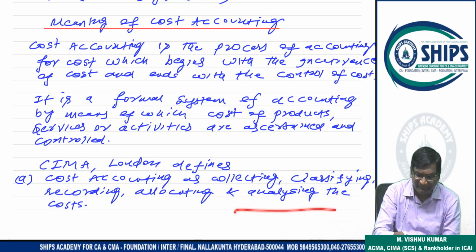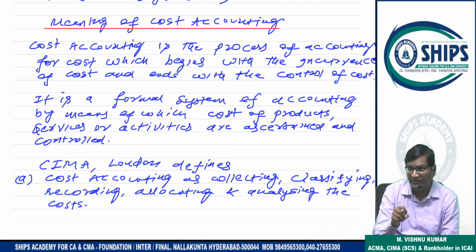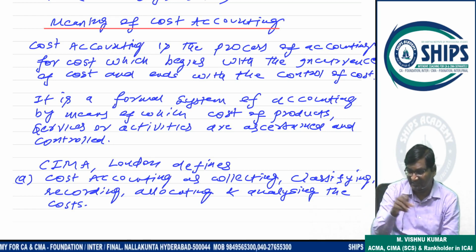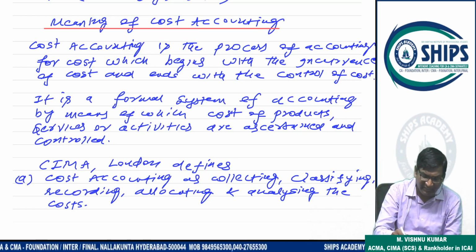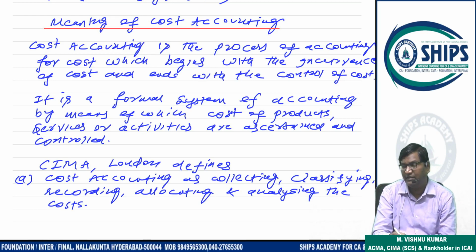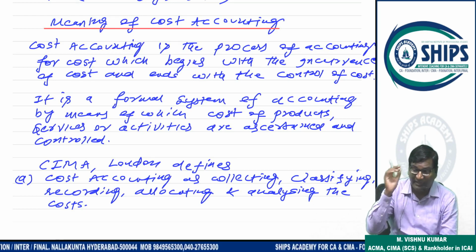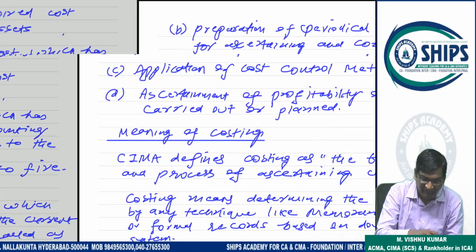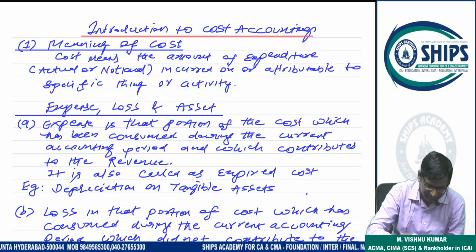Analysis means what? Complete from ending to beginning to ending, what happened that we are analyzing. So according to the CMA definition, this is the meaning. If you want to understand the cost accounting meaning in a simplified way, this is the explanation.